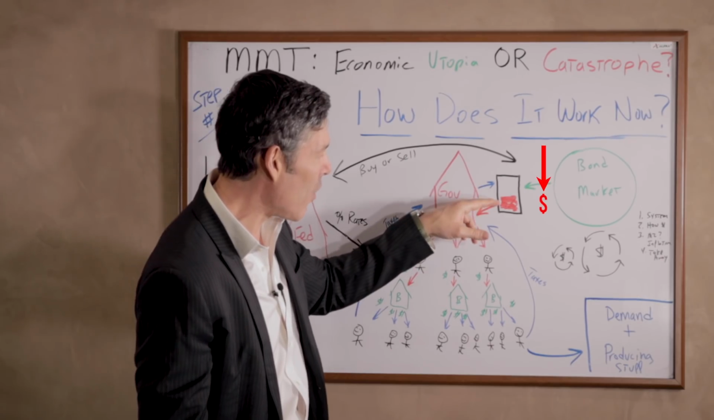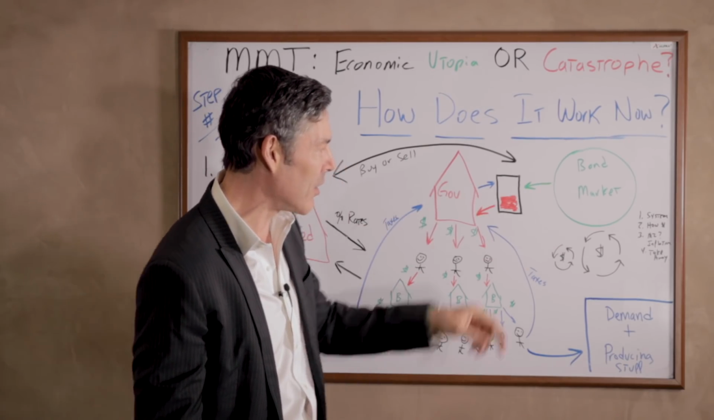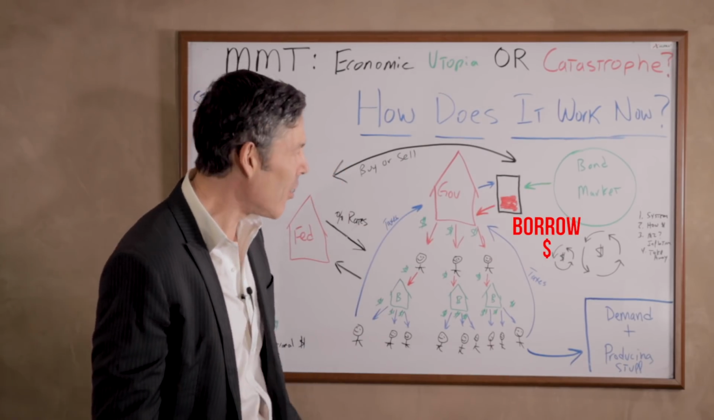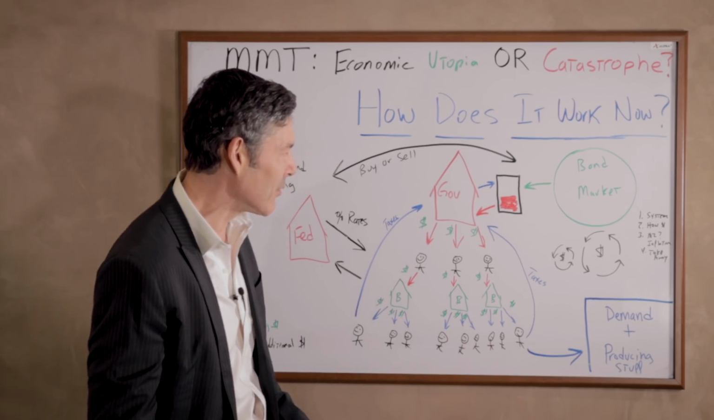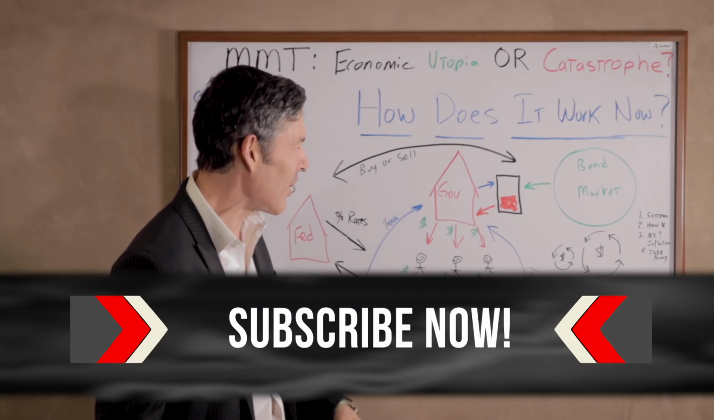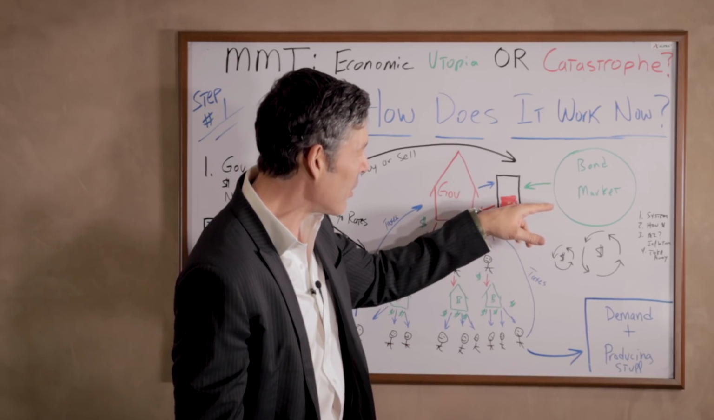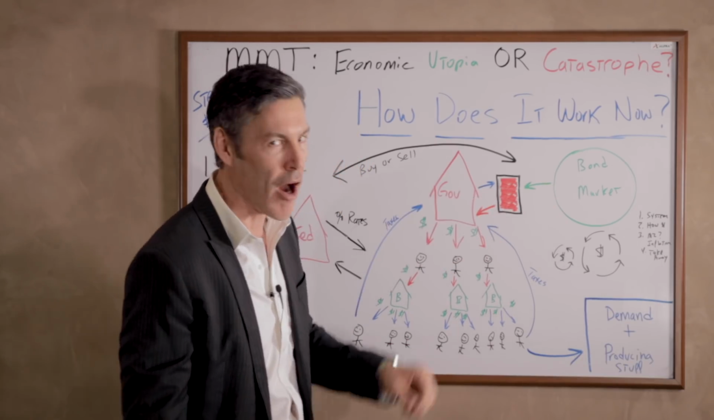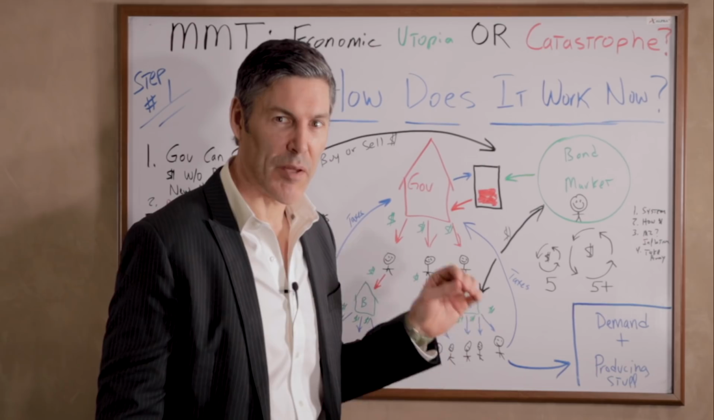If they're running a little low on money, then they have to go to the bond market and borrow some money. They say, oh my gosh, we're not getting enough money in taxes and we're spending like a drunk sailor. So we've got to go into the bond market and borrow some more money to fill up that coffer again.